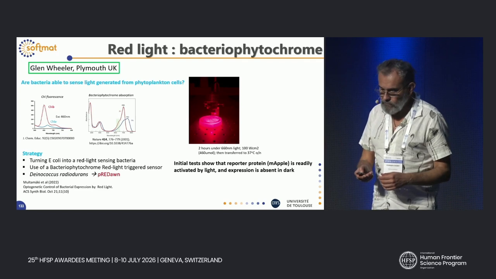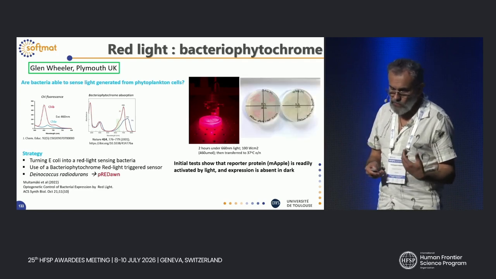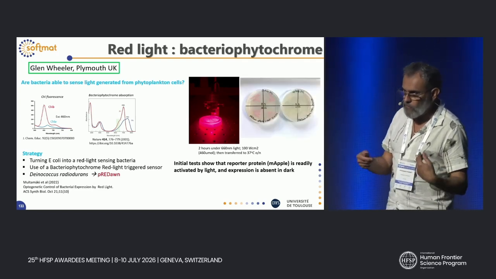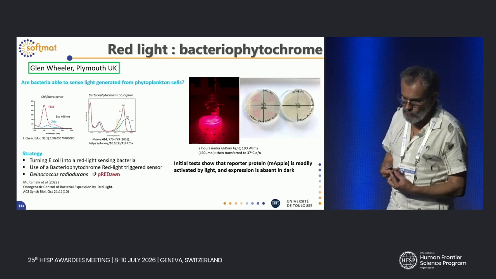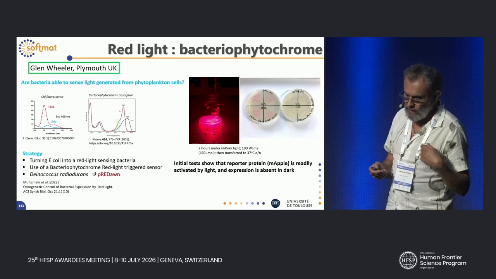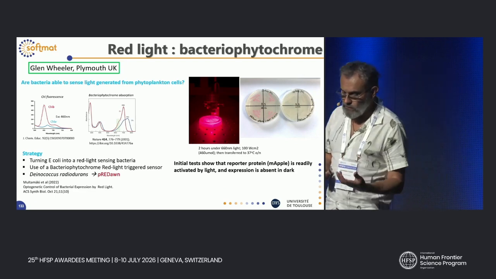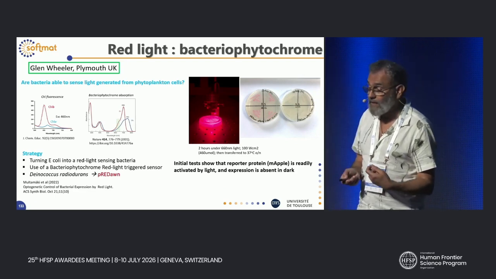So here, what they did is to mutate Escherichia coli and include the genes that are coding for bacteriophytochromes to produce and to enhance the production of a red-emitting protein.